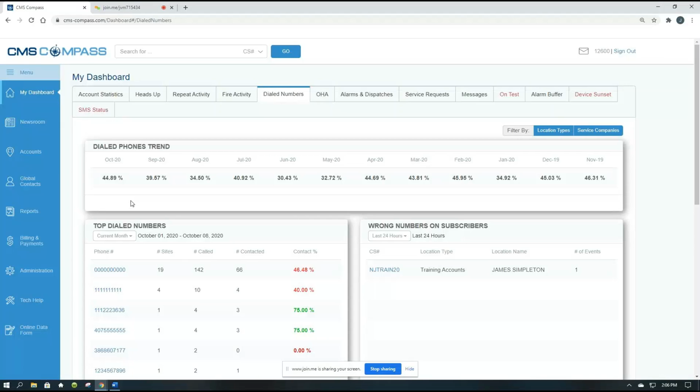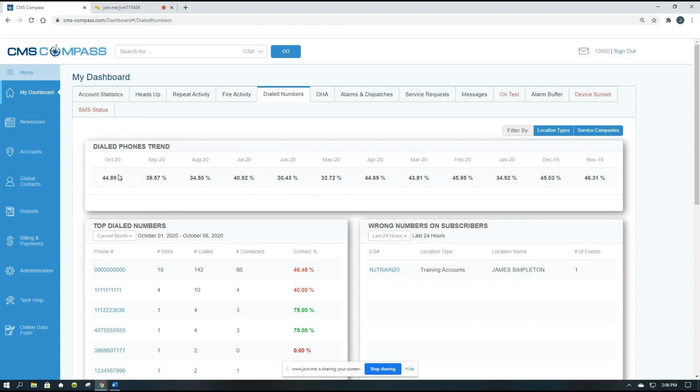So what does that mean on the other hand? That means that 68% of the time they're completely ignoring us, and they're not answering their phones whatsoever. So keeping that in mind, that's your baseline, right? If CMS's average overall for every single dealer is 32%, this phone trend widget is going to give you a really good idea of where you stand.